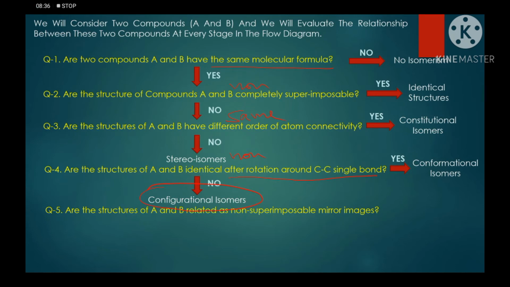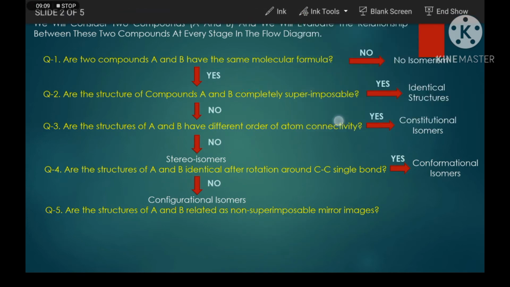After knowing that these two compounds are configurational isomers, we can go further and check whether these two compounds are non-superimposable mirror images of each other. So if two compounds A and B are mirror images of each other, and they are non-superimposable, like if I try to overlap this B with A, it's not possible. If it's not possible, then it means they are non-superimposable mirror images of each other. These are called enantiomers. So now we can define enantiomers.